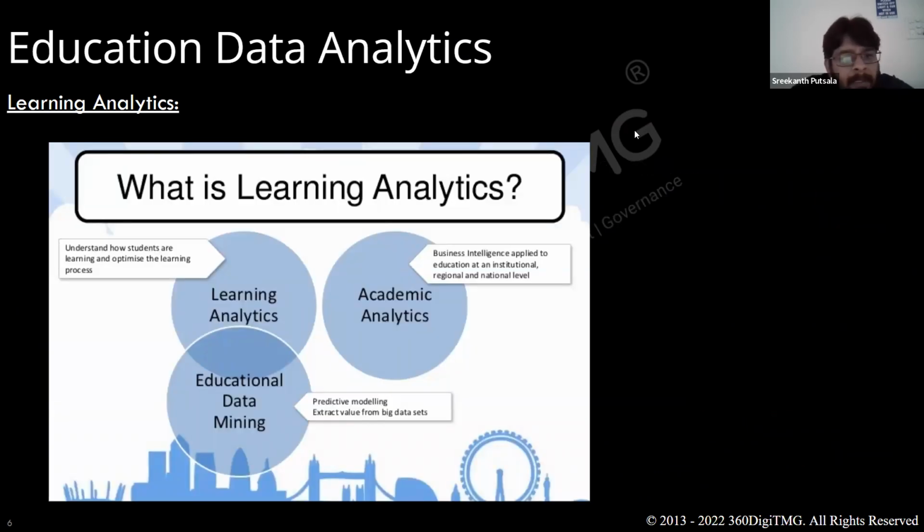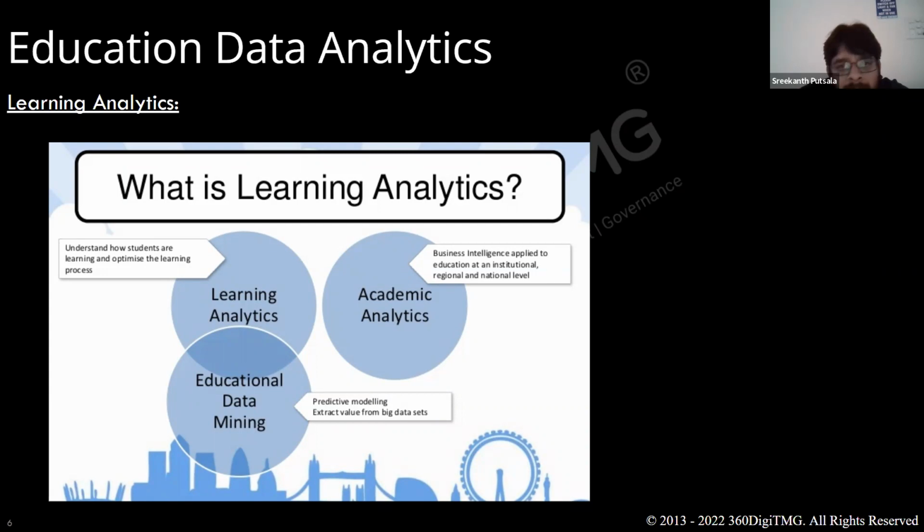It's a schematic representation where we are trying to understand what learning analytics is. Basically, we have learning analytics, academic analytics, and educational data mining. These are three important parts of education data analysis, where we take the education data from the educational sector. When it comes to learning analytics, we are trying to understand how students are learning and optimizing the learning process. That is something we are trying to see.